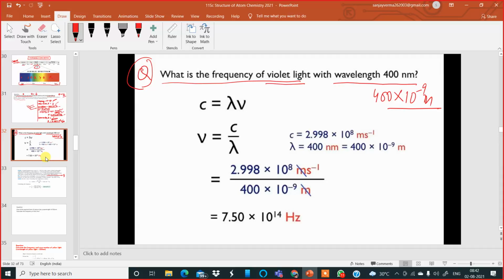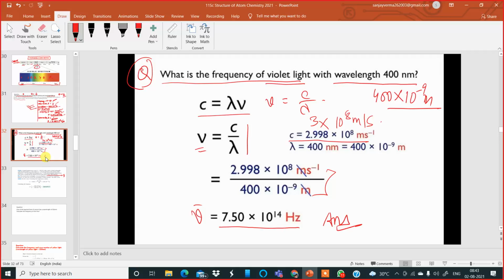Okay, now you got the idea. So applying this formula, frequency is equal to c by lambda, so we get the frequency c by lambda over here. So put the values over there. Speed of light you can take 2.998 or 3 into 10 to the power of 8 meter per second. You can use any one of them. So upon putting the values and simplification, we're getting the frequency as 7.50 into 10 to the power of 14 hertz as the answer.